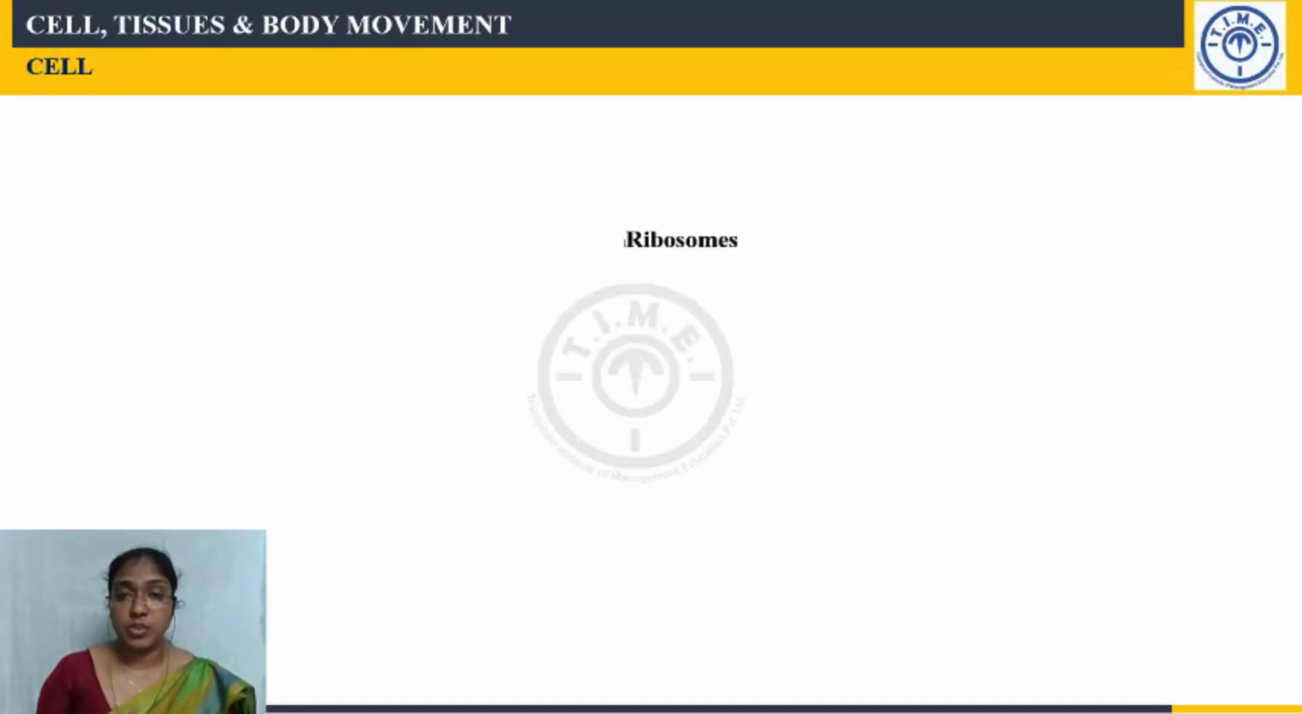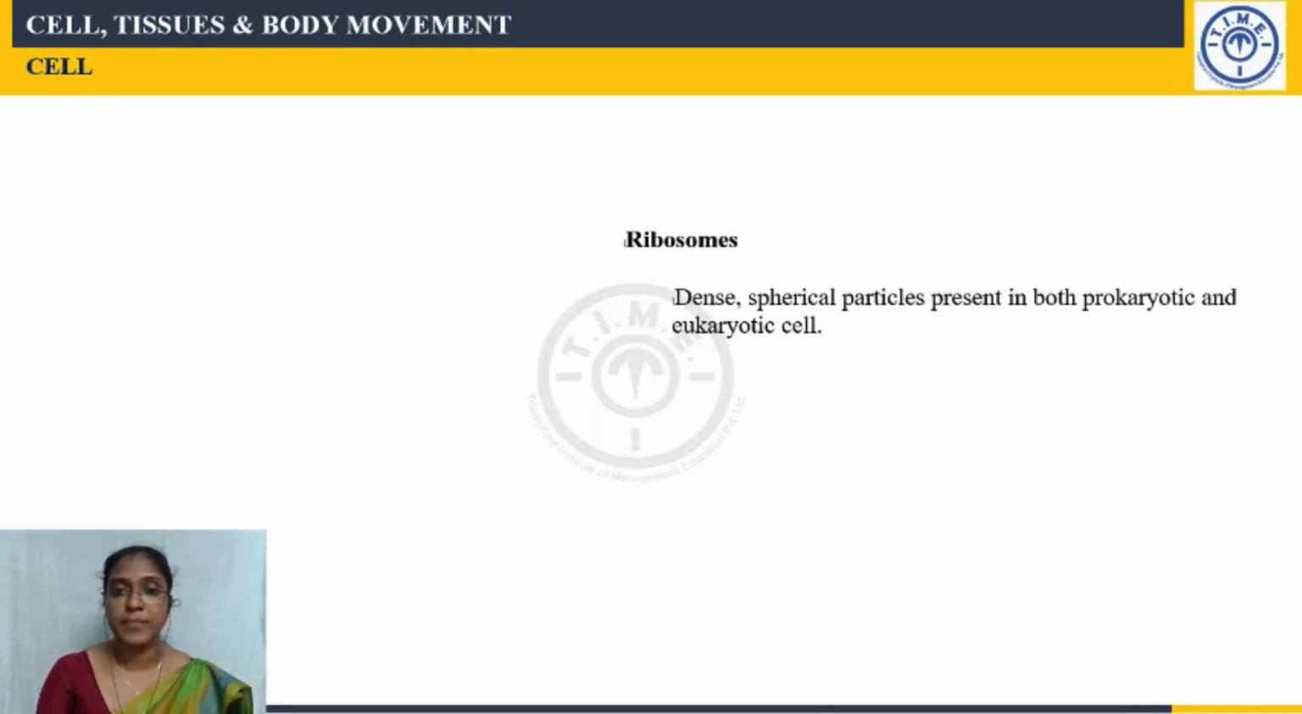Ribosomes: what do ribosomes look like? They are dense, spherical particles. They are present in both prokaryotic and eukaryotic cells. So note the point that the cell organelle present in both prokaryotic and eukaryotic cells is the ribosome. Why are they present in both? Because they are not membrane bound. They are attached to the plasma membrane, so they can be found in both prokaryotic and eukaryotic organisms.